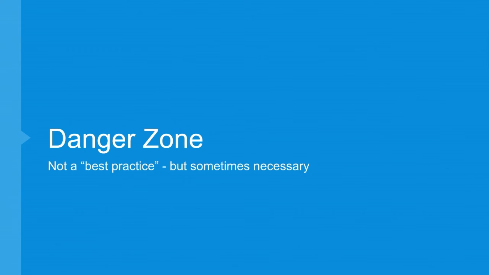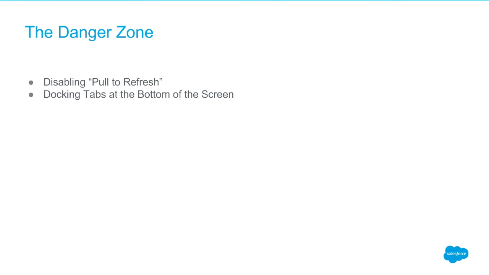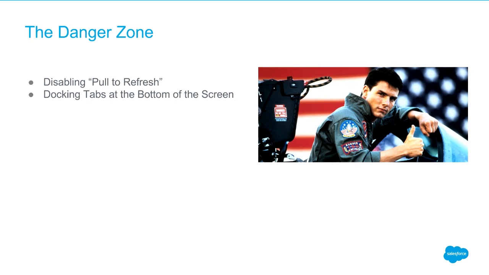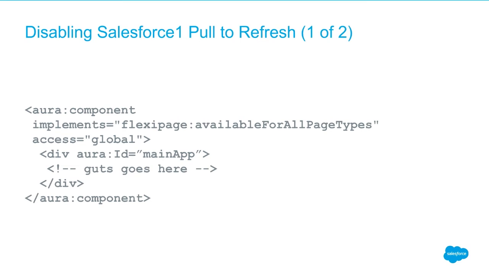Right. So let's talk about the danger zone for a second. I'm going to give you some code here that took me quite a while to figure out, which is disabling pull to refresh in Salesforce 1. Get it? Tom Cruise, danger zone? Yeah. Okay, good. All right, just making sure.